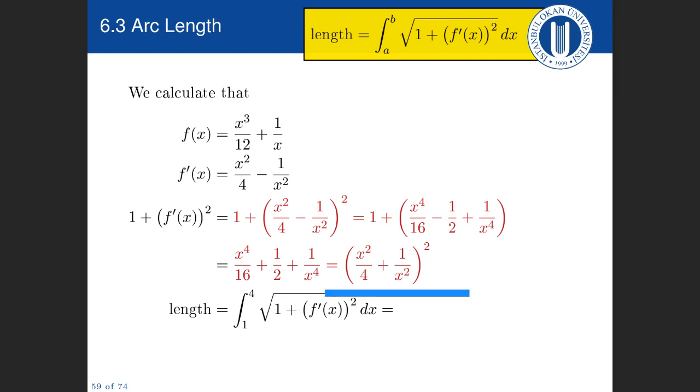I'll leave this for you to check later. Check that it all neatly comes down to x squared over 4 plus 1 over x squared, all squared. And then we put that into the formula that we get from the yellow box. Integral from 1 to 4, square root of 1 plus f prime squared dx. That's integral from 1 to 4, x squared over 4 plus 1 over x squared dx, which is equal to dot, dot, dot. You can finish this for me.